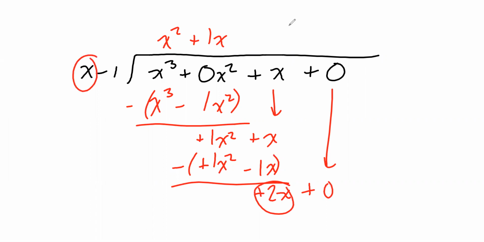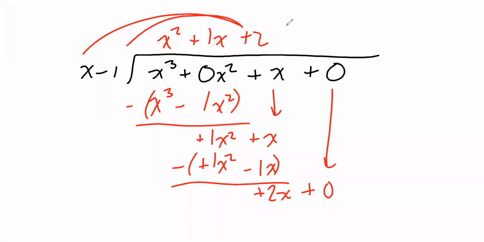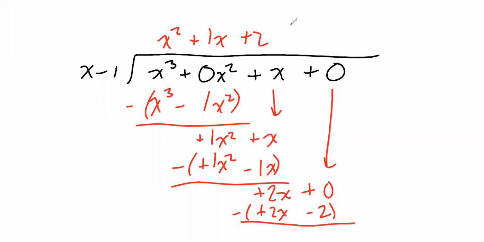X goes into positive 2x, positive 2 times. Now we're going to multiply both of the terms in the divisor by positive 2. So positive 2 times x is positive 2x, and positive 2 times negative 1 is negative 2. Next move is to subtract. So if we subtract these, 2x minus 2x cancels. 0 minus negative 2 is positive 2. That's our remainder. So we add on our remainder on top of our divisor. And therefore our function is equivalent to x squared plus x plus 2 over x minus 1.